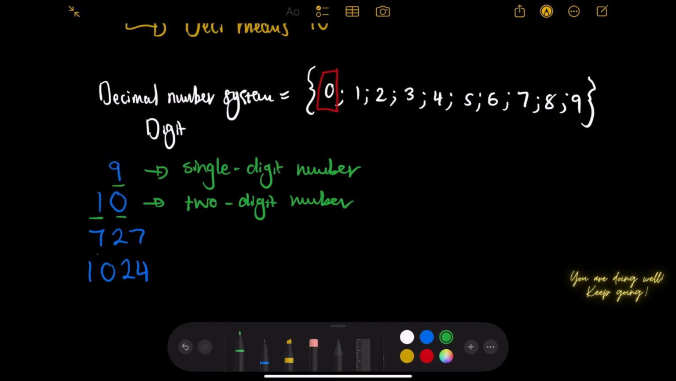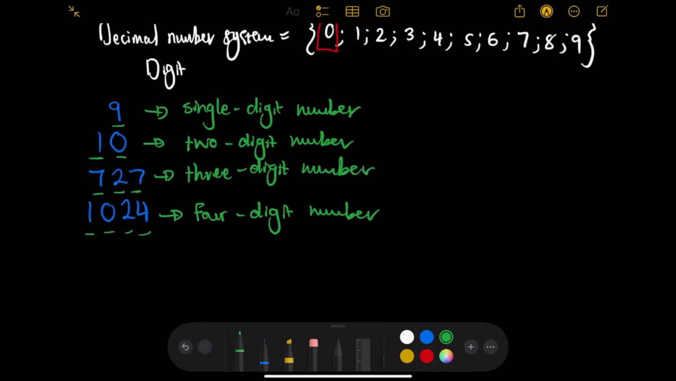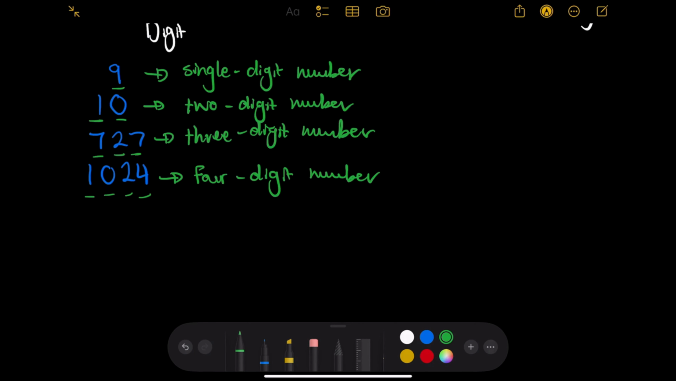And 727 will be a 3-digit number because it contains 3 digits, 7, 2, and 7. And then of course 1024 will be a 4-digit number. Why? Because it contains 4 digits, 1, 0, 2, and 4.